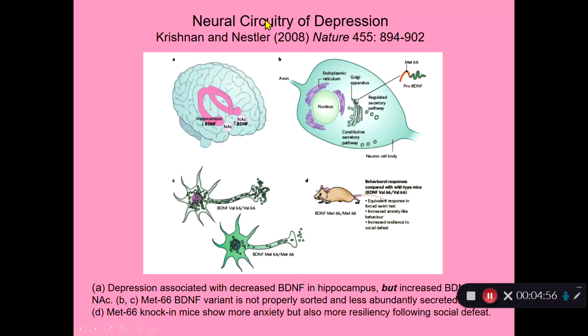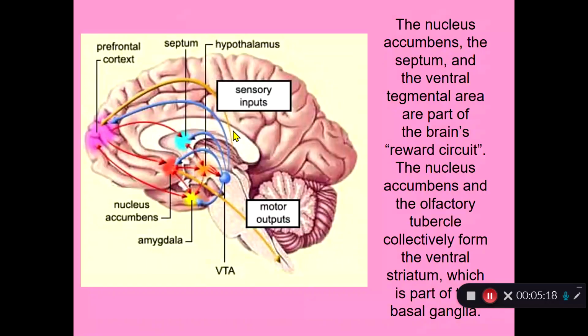These are results from an interesting article by Krishnan and Nestler, which is a review article available to you for free download. Here's a fact of interest. Depression is associated with decreased BDNF in the hippocampus, but increased BDNF in the nucleus accumbens. What's the nucleus accumbens? The nucleus accumbens is part of the pleasure circuit. We haven't talked about the pleasure circuit yet. The pleasure circuit is a bunch of interacting brain regions that mediate the sense of reward and pleasure in humans and other animals.